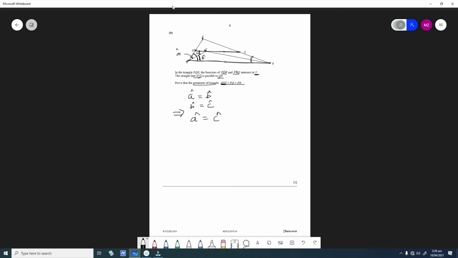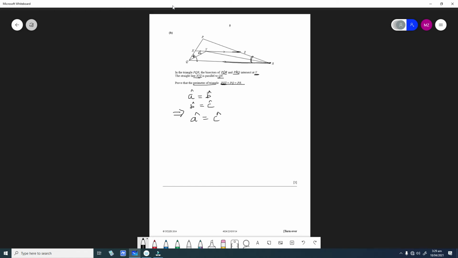So we now have this simplified figure with angle A here, and this was angle B and this was angle C. And now we have proven that angle A is equal to angle C.